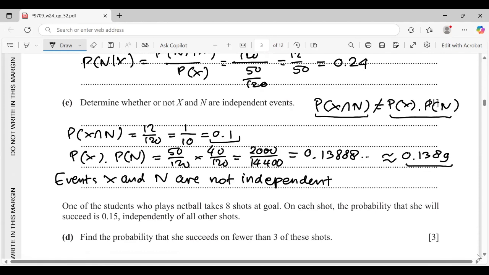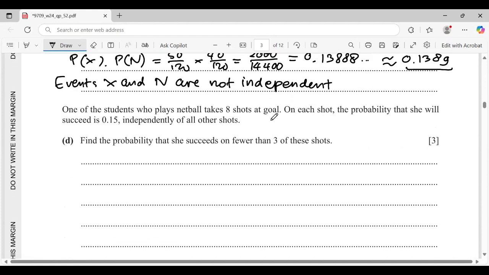One of the students who plays netball takes 8 shots at goal. On each shot, the probability that she will succeed is 0.15, independently of all other shots. Find the probability that she succeeds on fewer than 3 of the shots. Okay, this is a binomial probability problem.